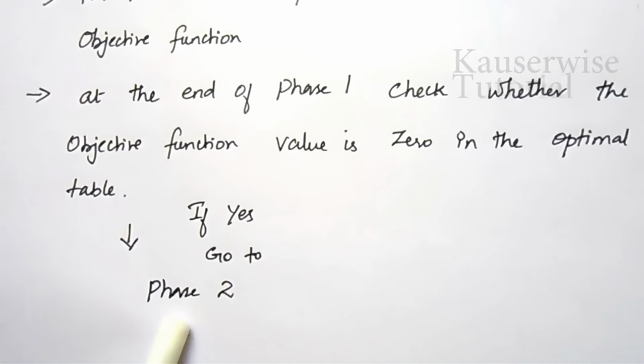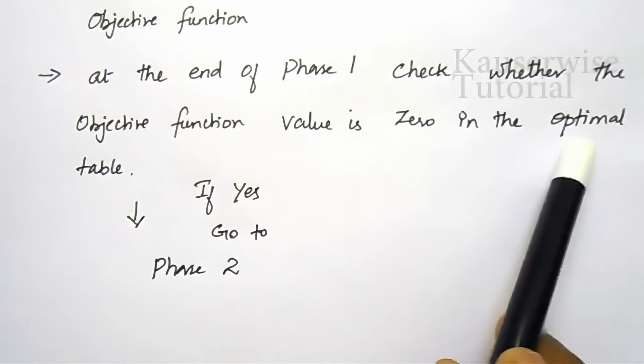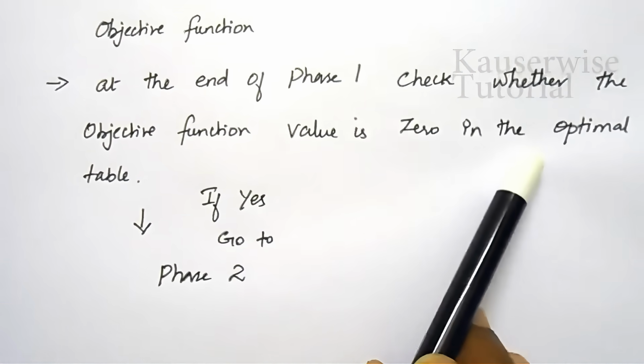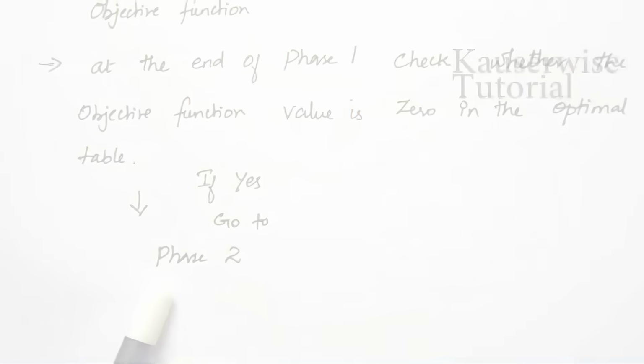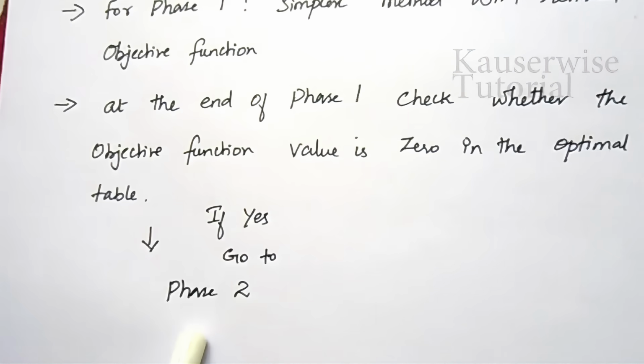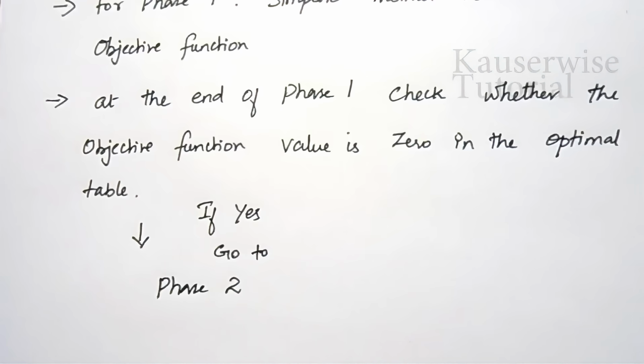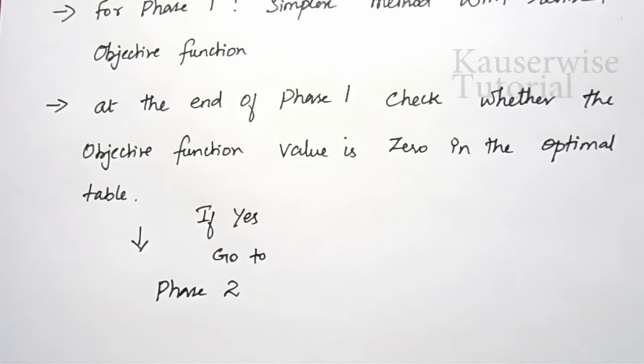In phase 2, after finding the optimal table, from the optimal table you have to proceed with phase 2 by replacing the original value of the objective function. Let us see in detail along with a simple problem.